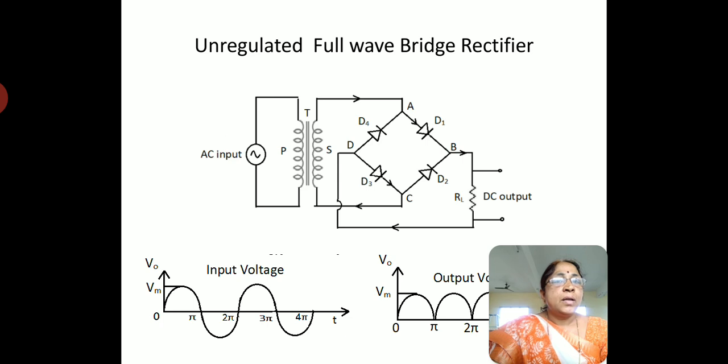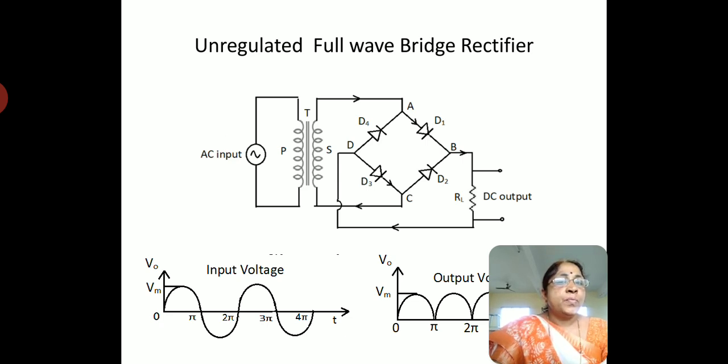Now let us see the unregulated full wave bridge rectifier. It consists of four diodes connected in the form of a bridge, D1, D2, D3 and D4. D1 and D3 are in one direction and D2 and D4 are in the opposite direction to that of D1 and D3. Here A and C terminals are connected to the secondary of the transformer, where the primary of the transformer is connected to the AC mains. Then B and D terminals are connected to the load, where we take the output voltage.